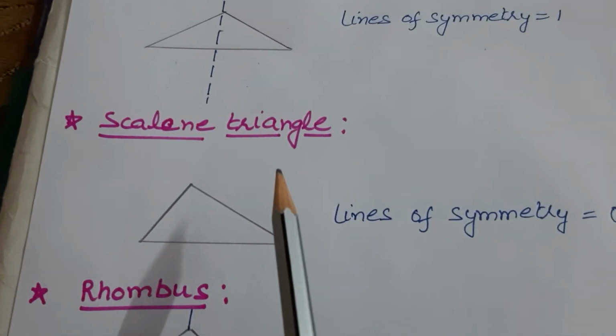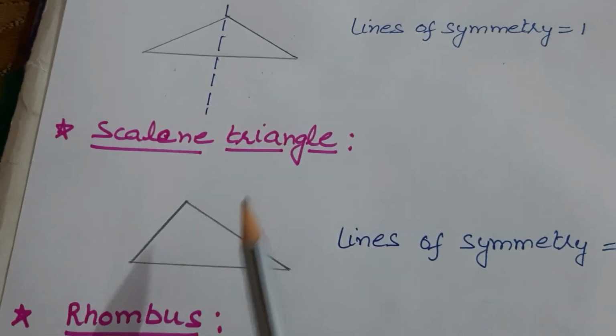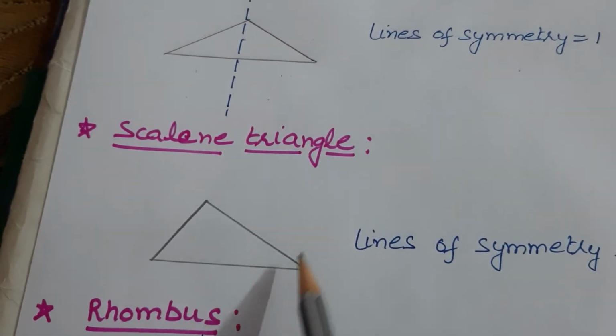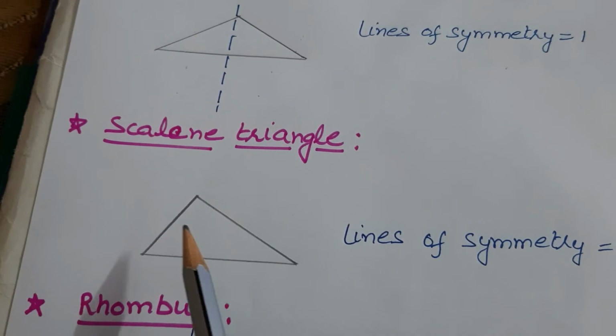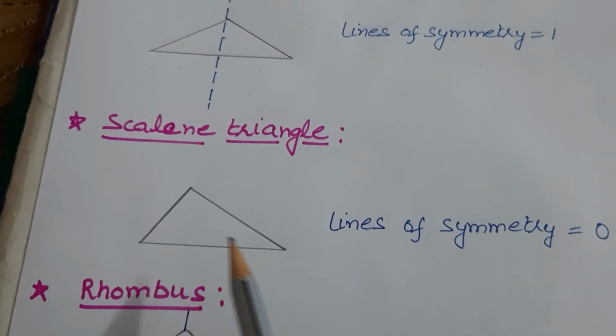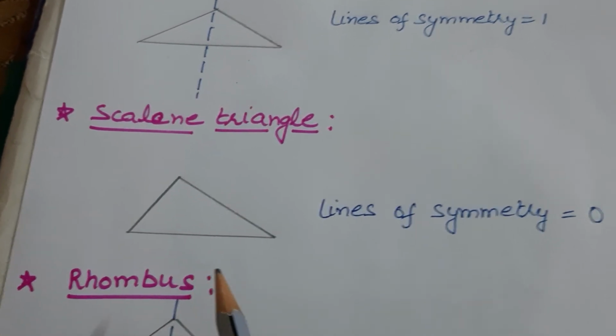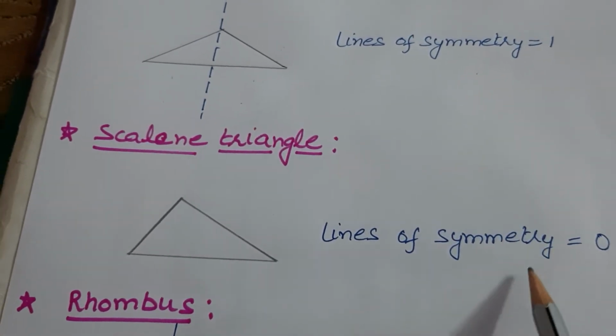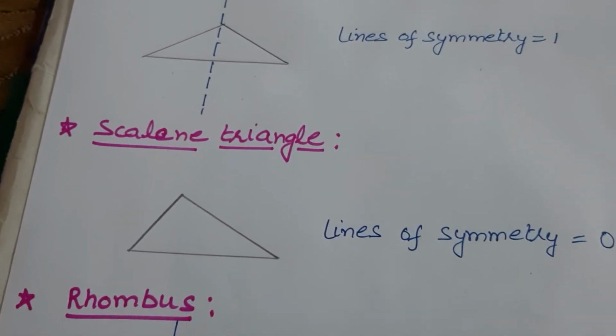Next is the scalene triangle. A scalene triangle, you all know, has all sides unequal. Okay, so if all sides are unequal, we cannot draw any line of symmetry. So a scalene triangle has no line of symmetry.